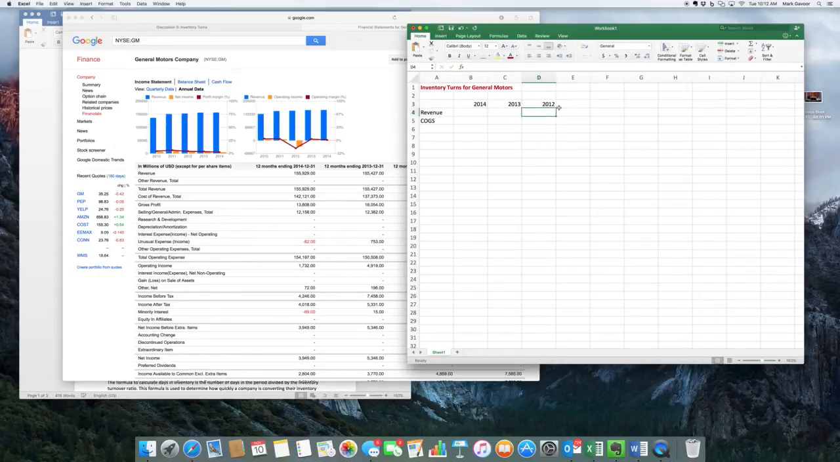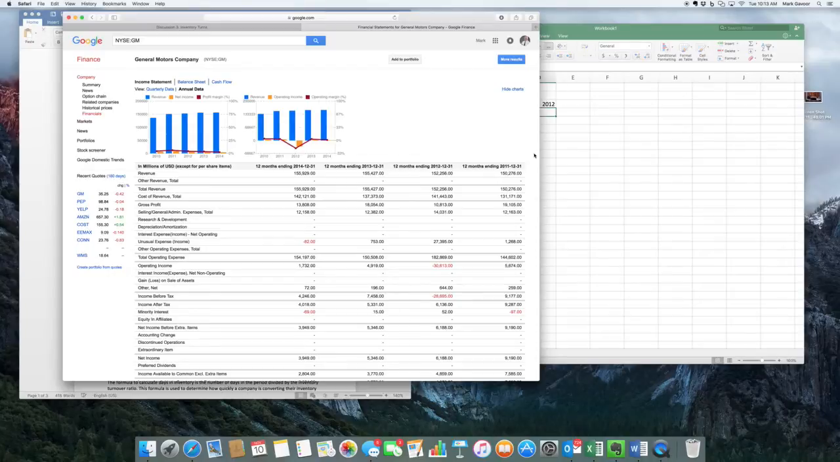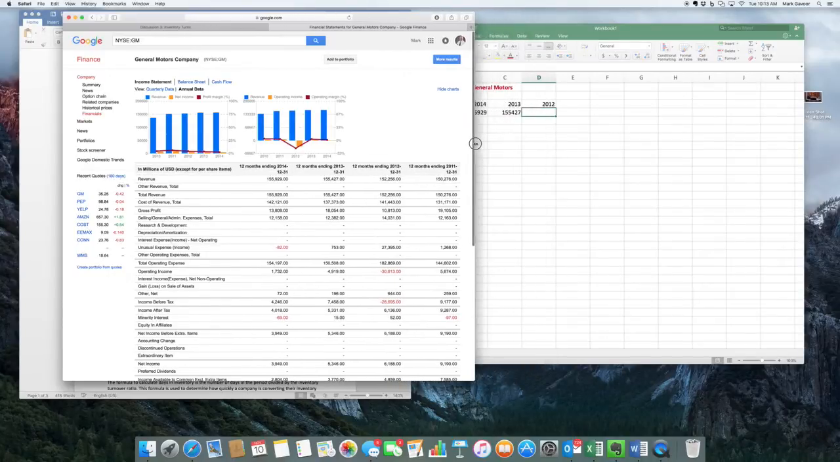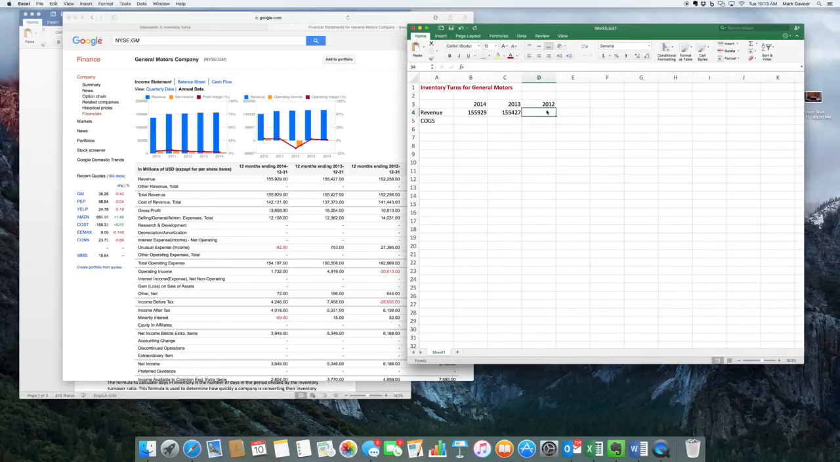And let's copy this data. $155,929, 155 billion in sales. It's astonishing how large some of these corporations are. And 152,256.